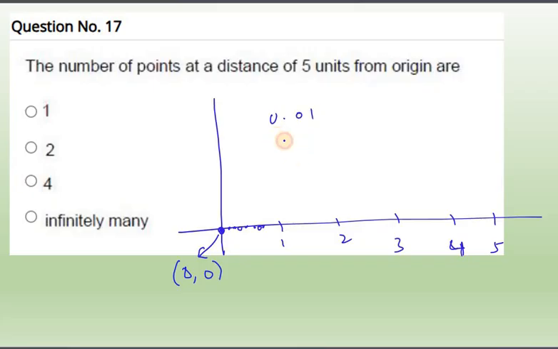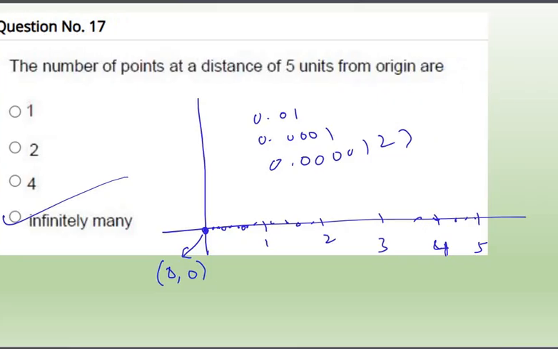For example, this is also less than 1, this is also less than 1, like this. So we get many points on this line before the 5th point. Many means what? Uncountable. So that is the answer. Infinitely many. Points can be anything. So how many points? Infinitely many points you get up to 5. Even between 0 and 1 there are infinitely many points.